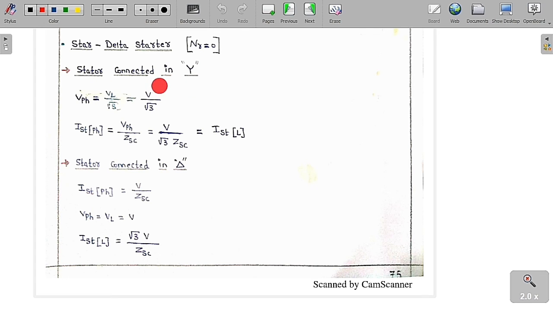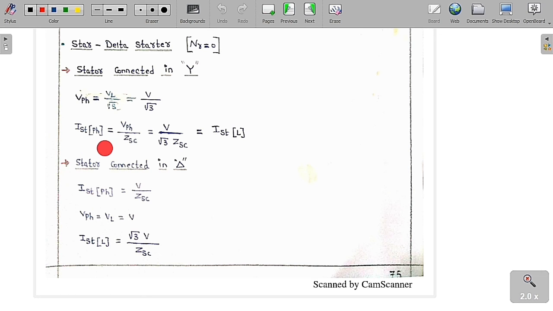So the stator is connected in the delta fashion. In the star, initially we are going to connect the stator in the star connection. In the star connection, line voltage is equal to root 3 into phase voltage and line current is equal to phase current. So now what is the phase voltage? Line voltage by root 3, but line voltage is equal to V, so V by root 3. Then what is the phase current? Phase current is equal to line current.